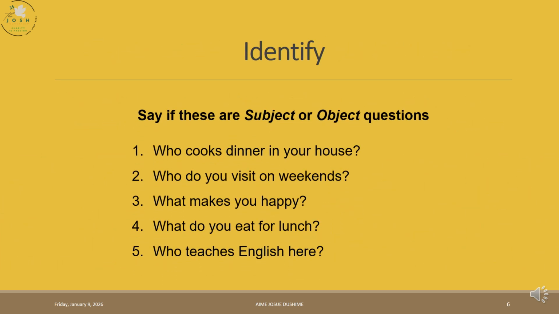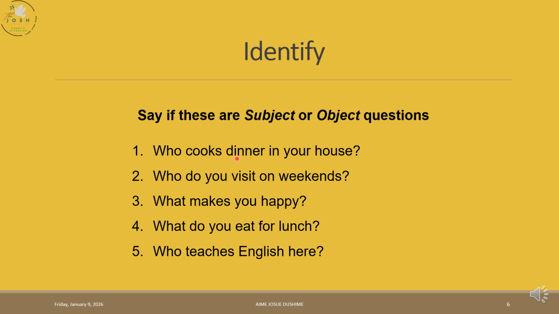Say if these questions are subject or object questions. Tell me, is it a subject question or an object question? Number 1, who cooks dinner in your home? Number 2, who do you visit on weekends? Number 3, what makes you happy? Number 4, what do you eat for lunch? Number 5, who teaches English here? Think about that.